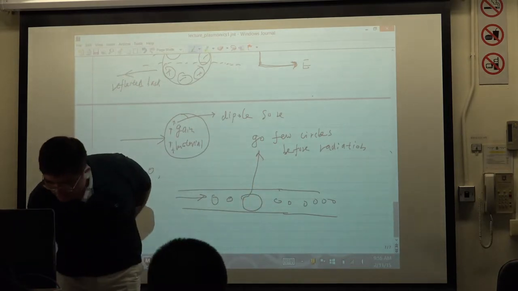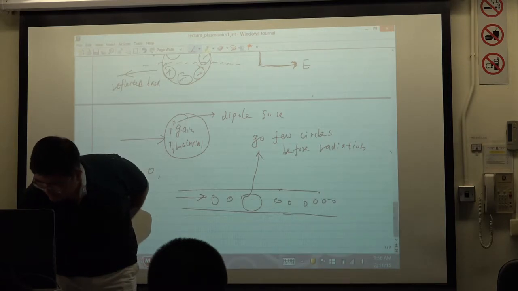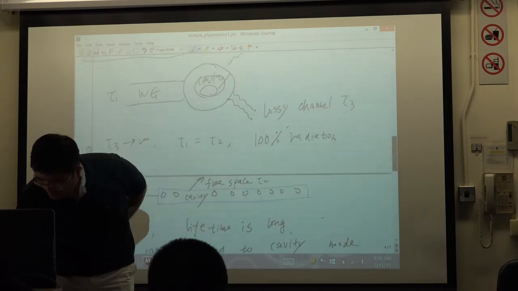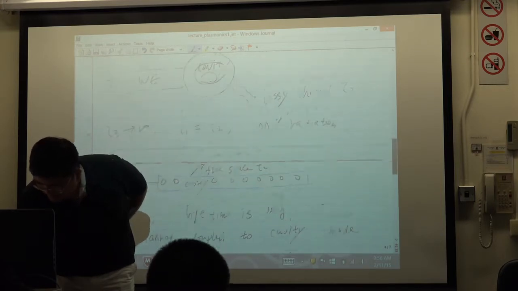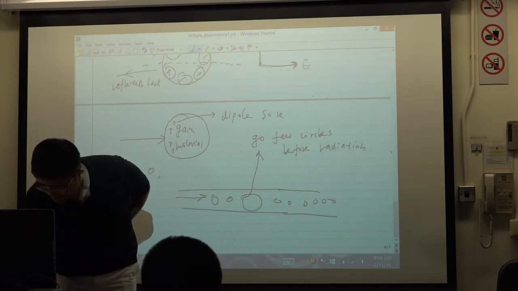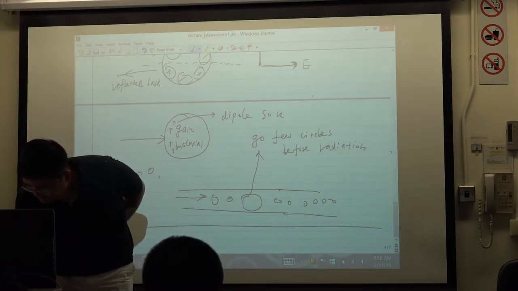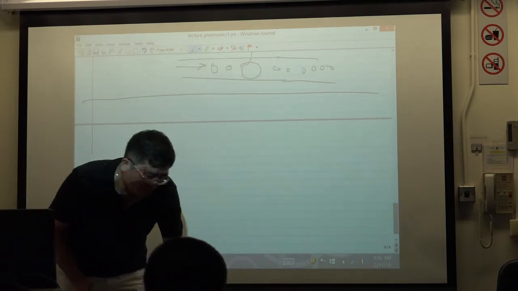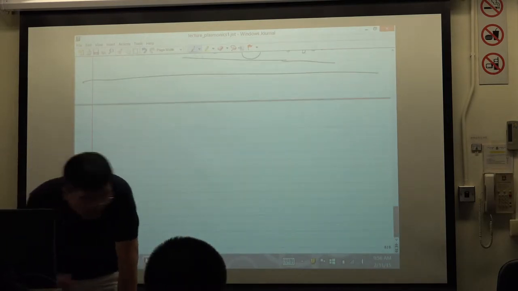So this is the reason why you should choose this tau 1. It should equal to this and make this radiation. It cannot be too small or too large. This is the reason. This is a 100% radiation boundary condition.